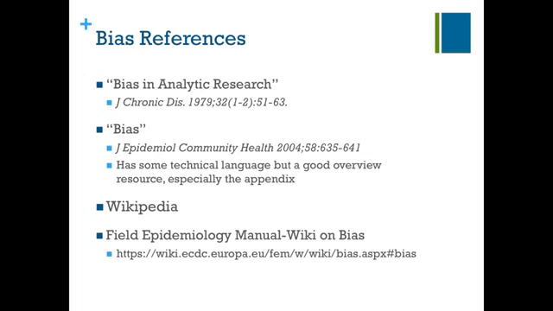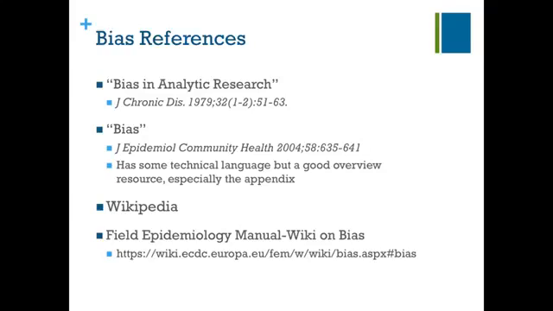A key paper about bias is Bias in Analytic Research by Sackett, which goes through the main concepts of bias and has a nice appendix of many other biases as well. A newer paper in the Journal of Epidemiology and Community Health may also be of use to you as you go forward. Remember that some biases have several names.